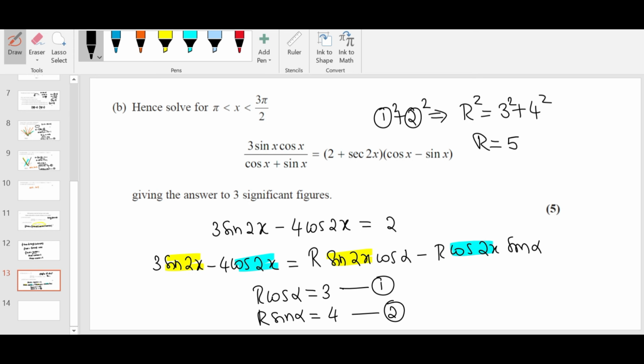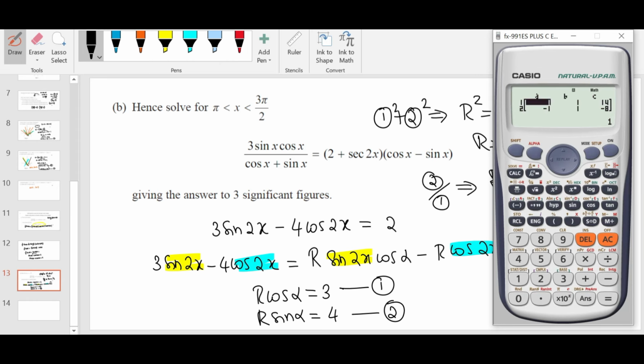r is 5. And then to find alpha, you divide the second equation by the first equation. r will be cancelled. You will get tan alpha is 4 over 3. And then you can find alpha from here. Tan inverse of 4 over 3. Use the radian mode. Tan inverse of 4 over 3.